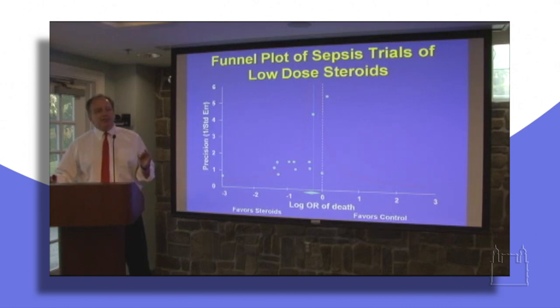This is publication bias, and what it suggests is that there were a lot of small studies done, and only the ones that showed benefit were published, because nobody would publish a small study that did not show benefit. It's the drawer problem that is described. Things are left in the drawer because no one will publish them.